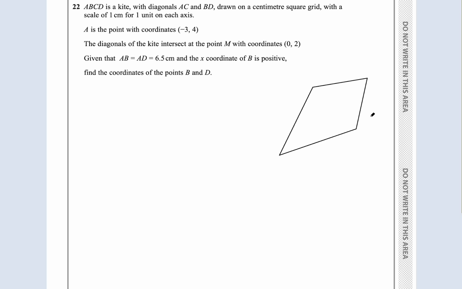So it's just a kite in some place, and the points are A, B, C, D. I know it's A, B, C, D because you have to go in order. I'm starting here because he says AB and AD are 6.5. So this is 6.5, and this is 6.5. And the A coordinate is -3, 4. Now, one thing about a kite, and almost definitely important in this question, is that the diagonals meet at right angles. That's one of the properties of a kite. And these two sides are exactly the same, and so are these two.